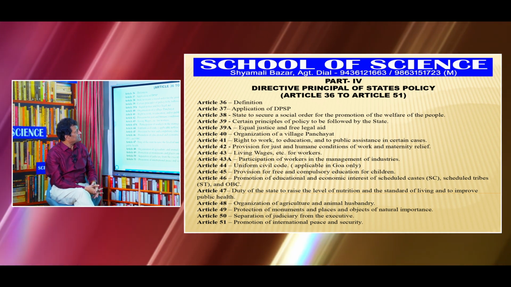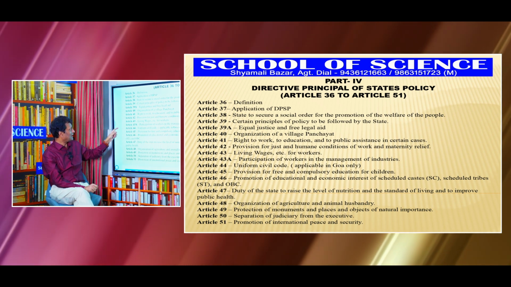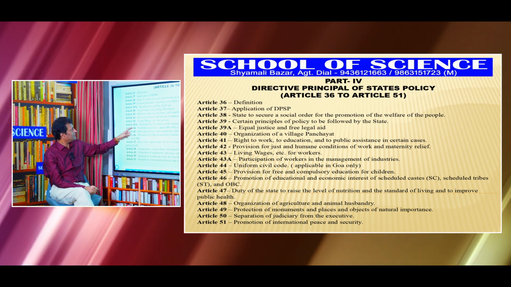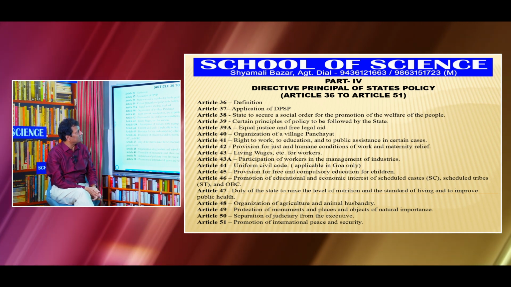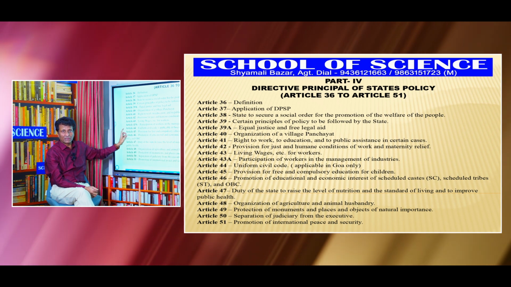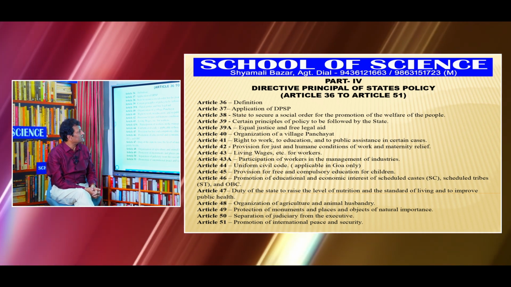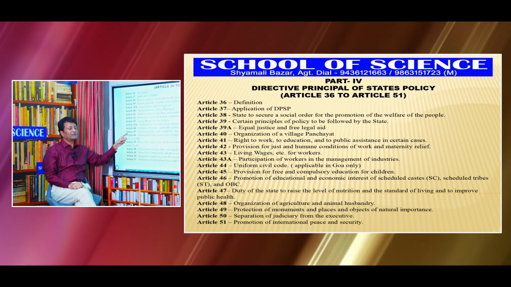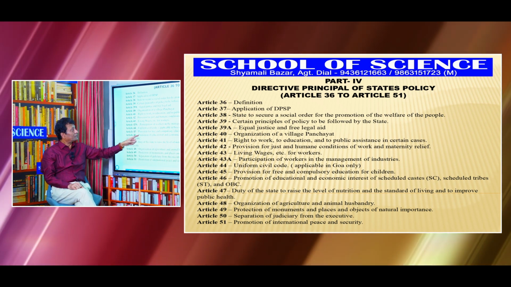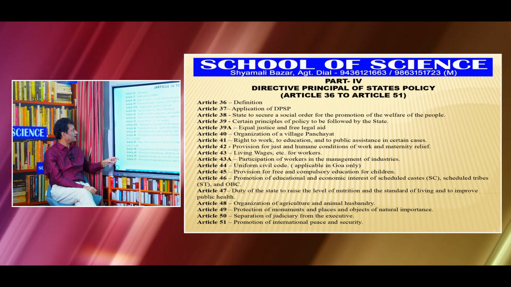Article 42, provision for just and humane conditions of work and maternity relief. Article 43, living wages etc. for workers. Article 43A, participation of workers in the management of industries. Uniform Civil Code, Article 44, important. Article 45, provision for free and compulsory education for children. This is very important, comes under Directive Principles of State Policy. Provision for free and compulsory education for children comes under Article 45.